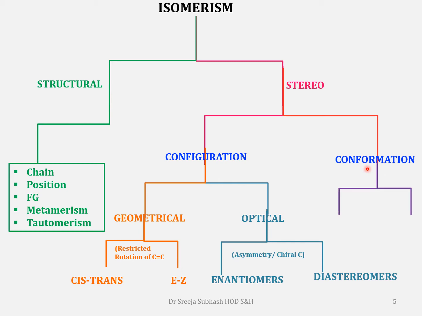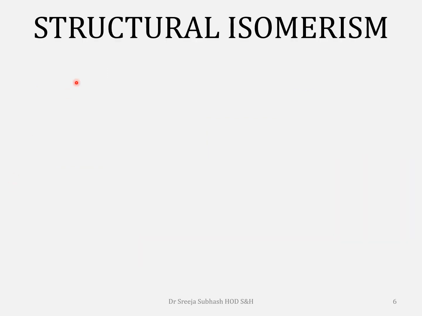Conformation can exist in two major forms, chair form and the boat form. This is mainly because of the free rotation of the carbon-carbon sigma bond. So this is an overview of the entire syllabus. Now let us take a look at structural isomerism in detail.